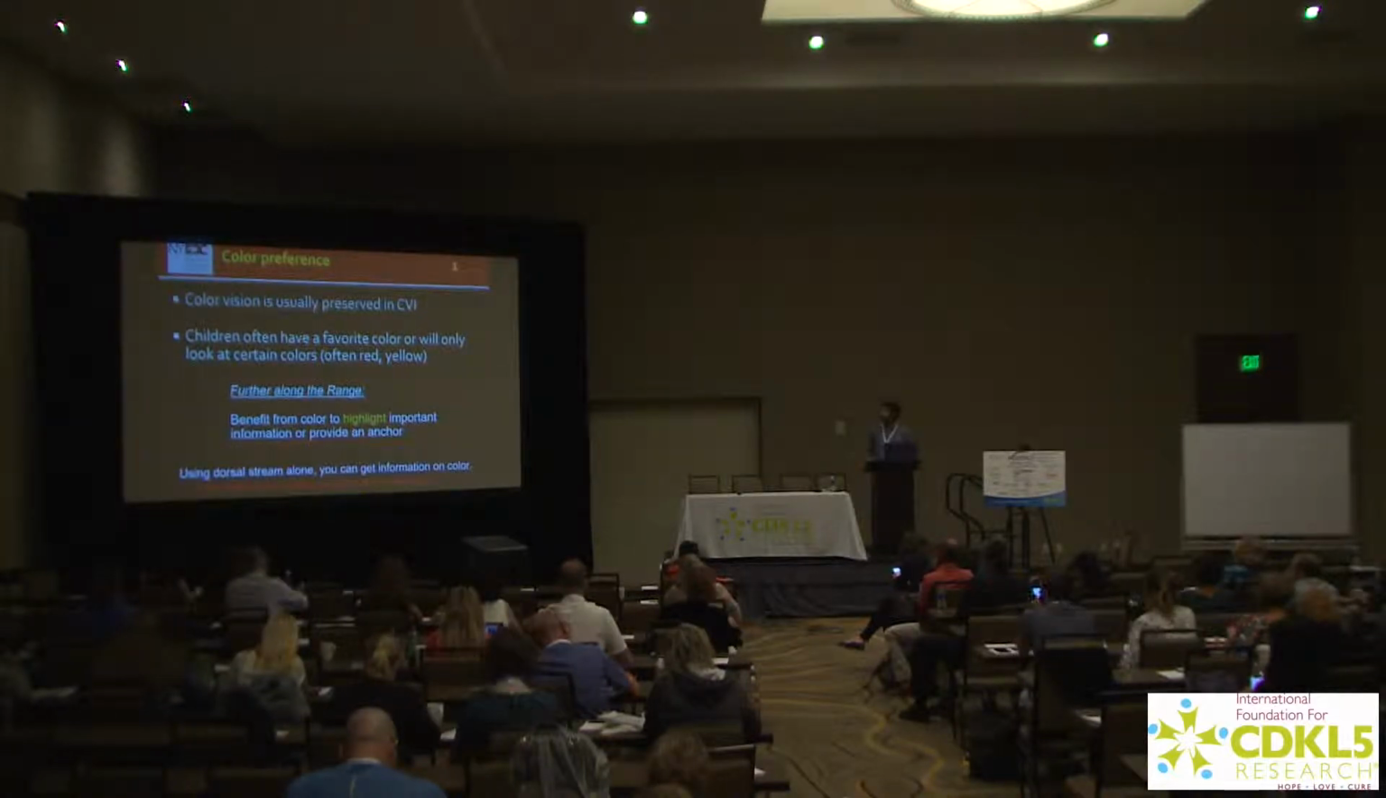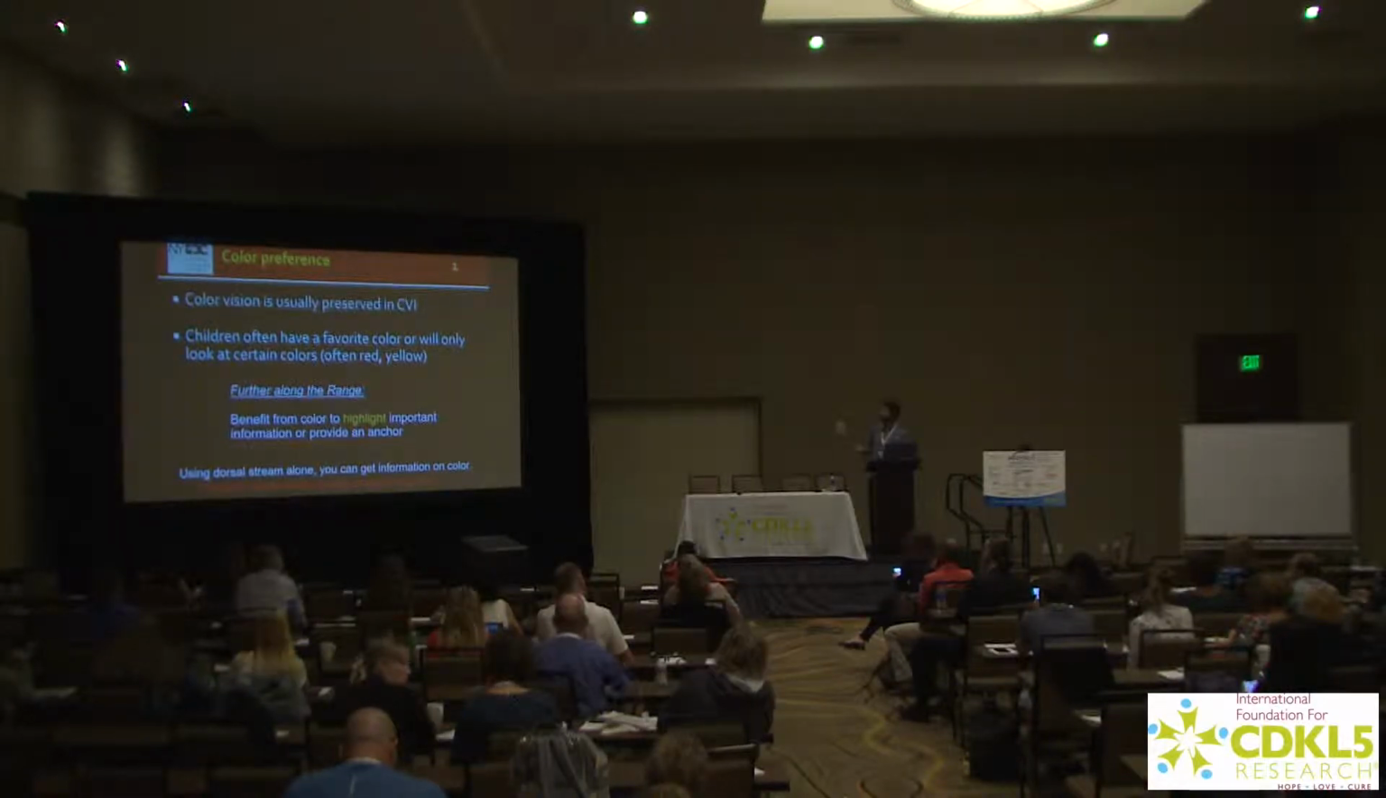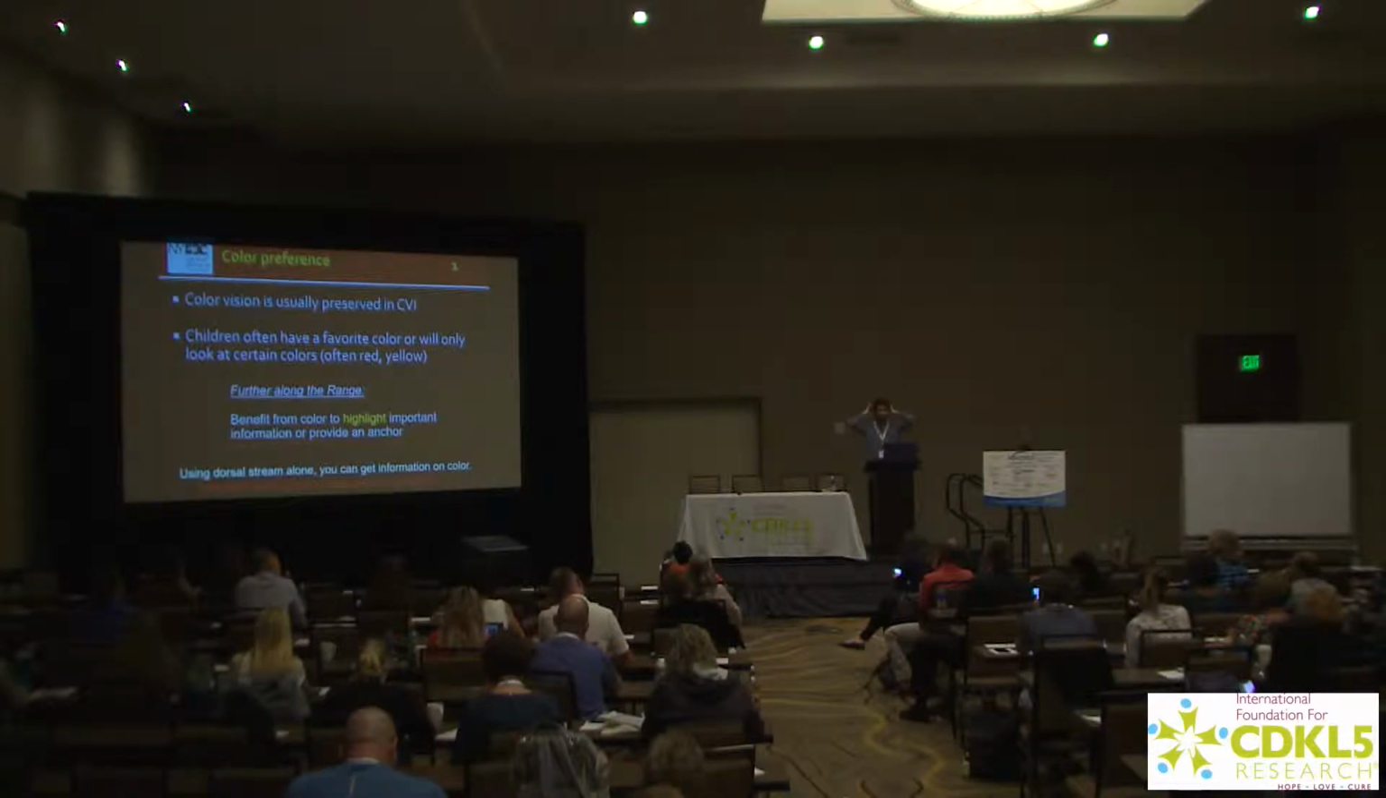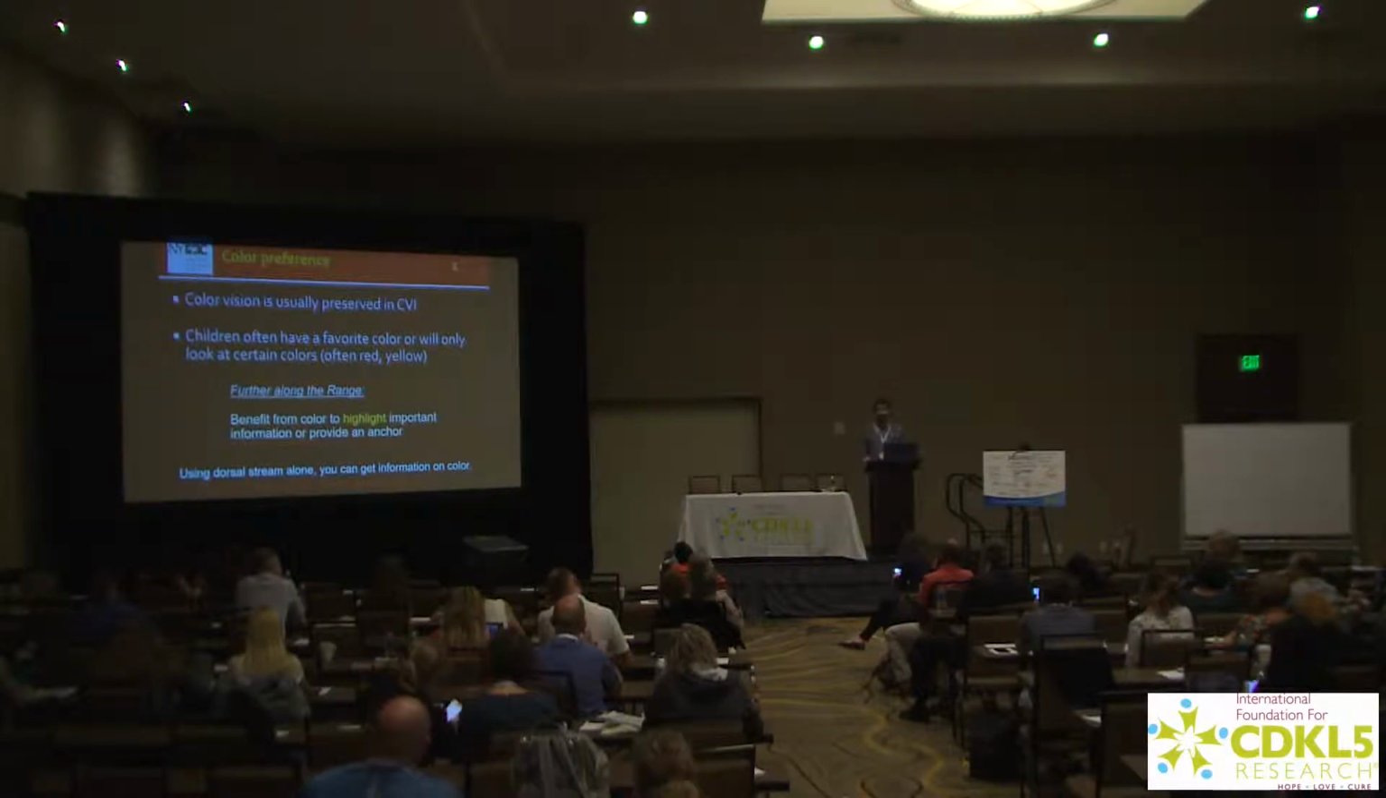Something really interesting, using the dorsal stream alone, you can get information on color. And something fascinating, you don't actually even need to have a connection between your eyes and your brain to perceive red. Red you can perceive with your eyes alone without the information even going into your brain. That's actually an evolutionary trait that's based on things in nature that are red being something to stay away from, right?